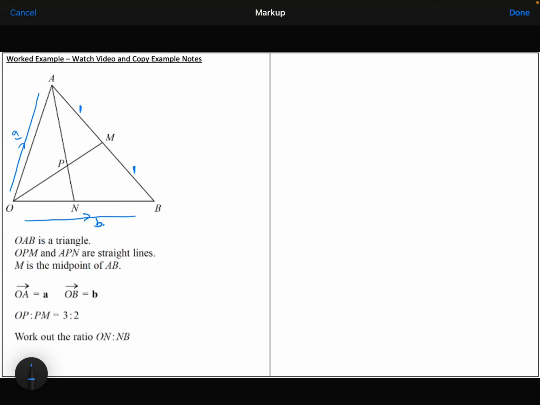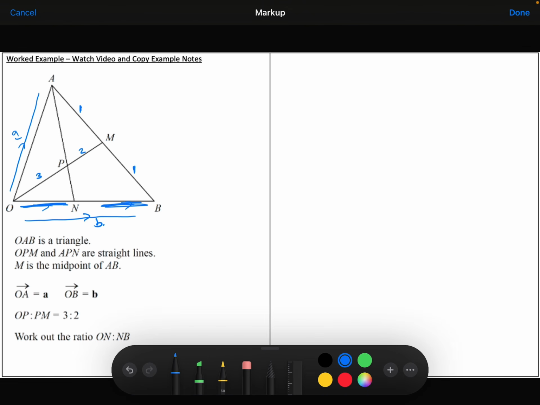I'm told that OP to PM is 3 to 2, and I need to work out the ratio of ON to NB. O to N is here, N to B is here. So I need the ratio of this and this. Well, because I know that ONB is a straight line, and I know it's a straight line because OAB is a triangle.